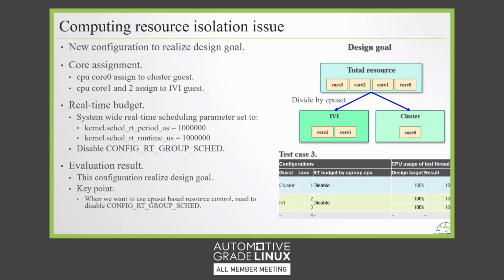So, a new configuration to realize the design goal. The new configuration has the same core assignment as the previous setting. The real-time budget is system-wide and the configuration is the same, but I disable CONFIG_RT_GROUP_SCHED, because this configuration causes CPU budget group control and sets a limit on all the container budgets to a total of 100%.